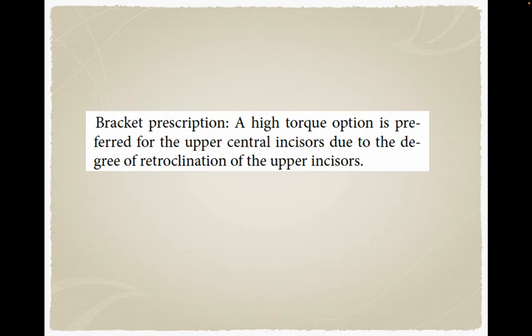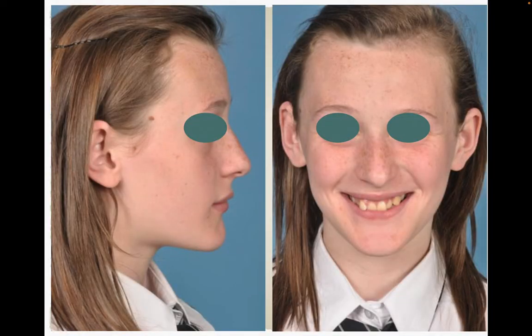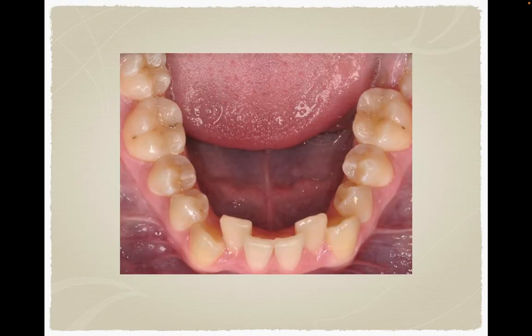Another point is bracket prescription: when you have retroclined upper incisors, you need a higher torque to get these incisors into the right place, and the brackets with the higher torque in the upper incisors are the MBT brackets. Here, as you can see, the patient has retroclined upper incisors, with the lateral on the other side flared. Here is the occlusion. Now, back in the day, if you were going to treat this one, you would need to take the 4s, because you're not allowed to procline these lower incisors. Then you would distalize the canine posteriorly. That might increase the overjet.